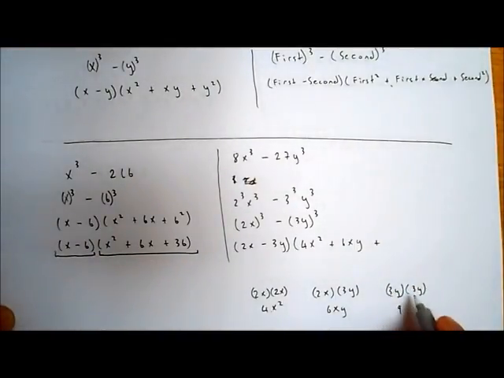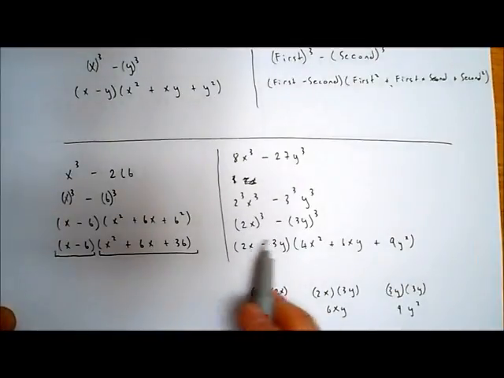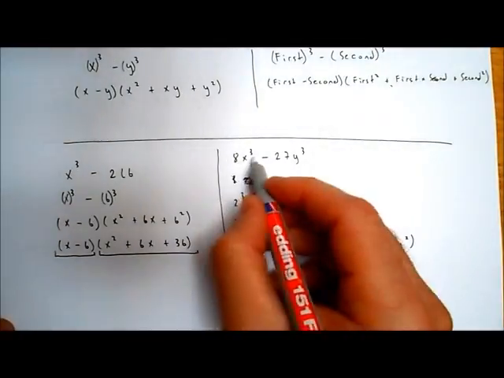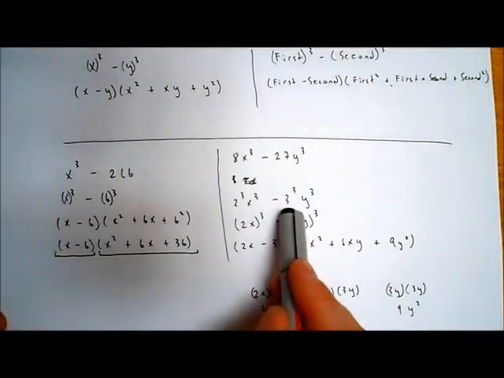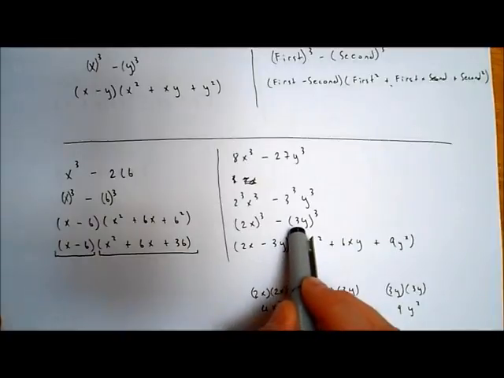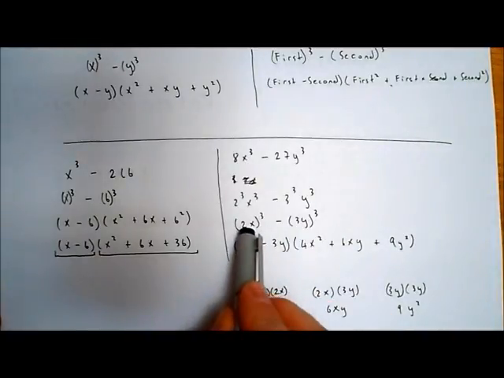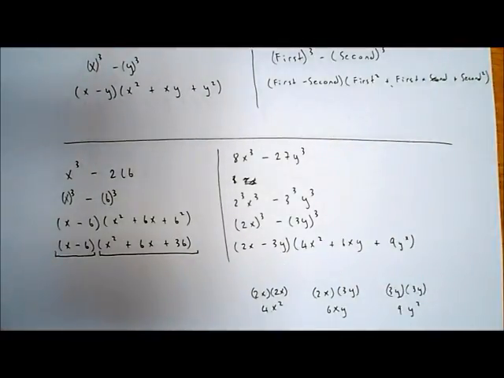3 by 3 gives me 9. Y by y gives me y squared. So plus 9y squared. So I factorized. I started off with this up here. I realized that 8 is the same as 2 cubed and 27 is the same as 3 cubed. So I can rewrite that as 2x all to be cubed minus 3y all to be cubed. So the first is 2x, the second is 3y, and then I just fill it into this formula here.